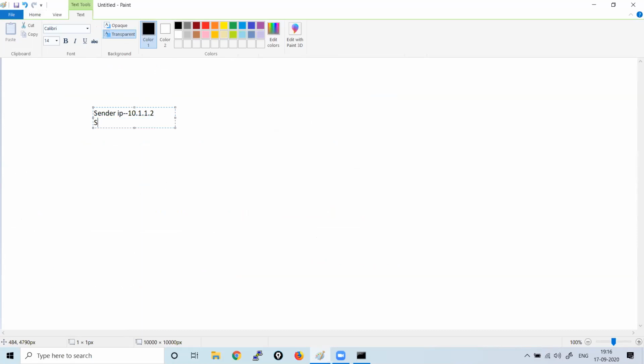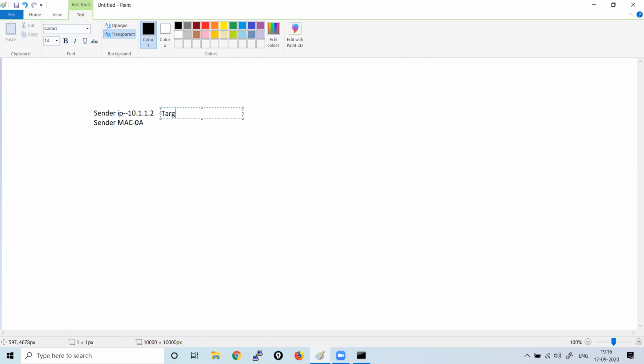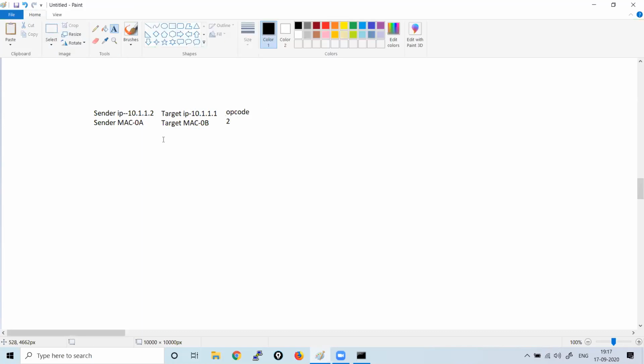10.1.2. Now, sender MAC would be 0A this time. Next, target IP would be what? 10.1.1.1. Target MAC, what? 0B. Opcode, 2. Clear? Now the ARP header is done.